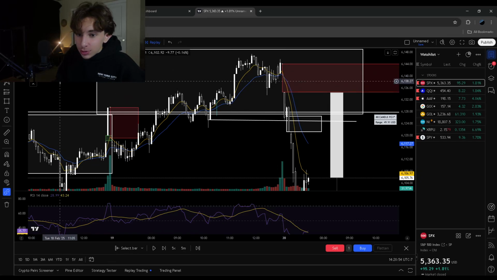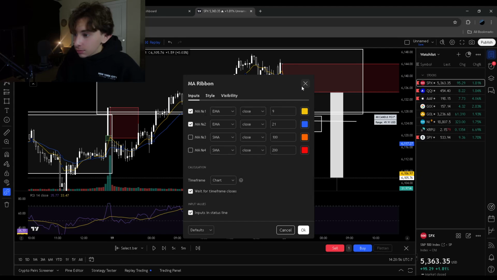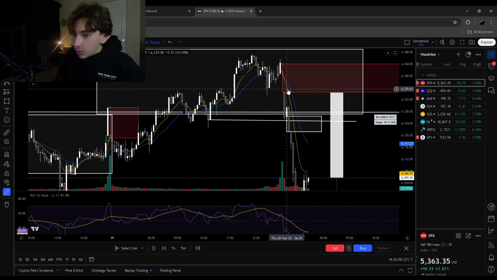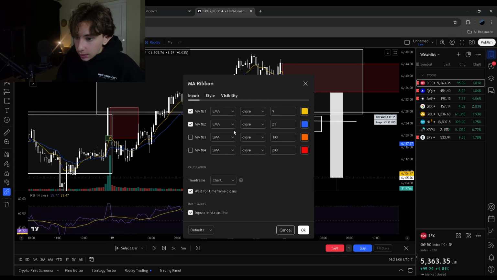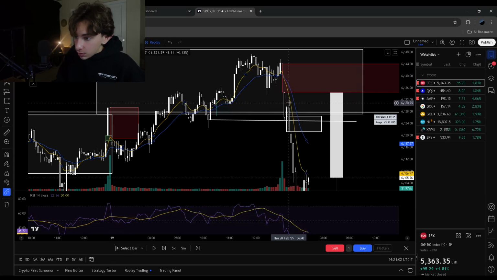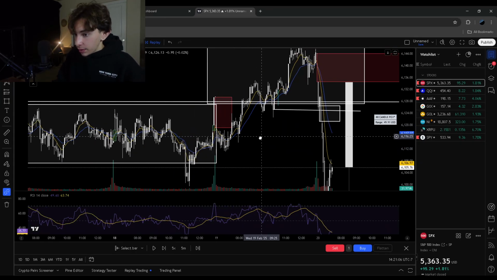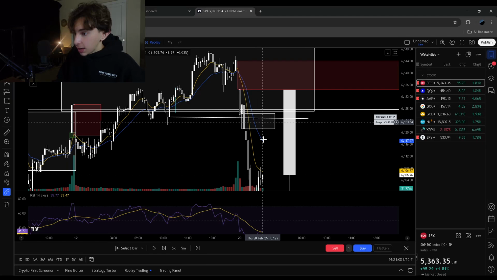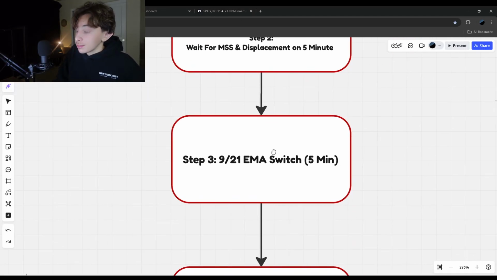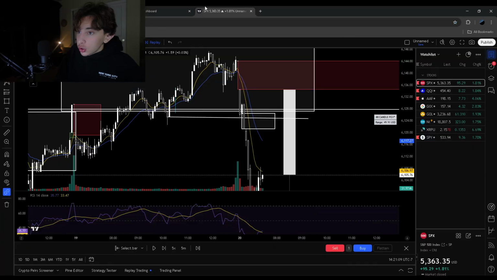Anyway, 9 to 21 EMA switch. You guys can literally just copy my EMA settings right here. Boom. If the 9 and 21, the blue goes above the yellow, in this case the blue is 21, if it goes above the yellow, then guess what? That means the market is switching trend. For example, right here we have yellow above blue, so we're in an uptrend. Now we're in a downtrend. Simple, very simple.